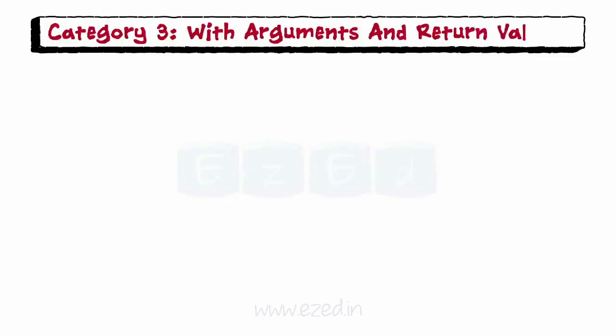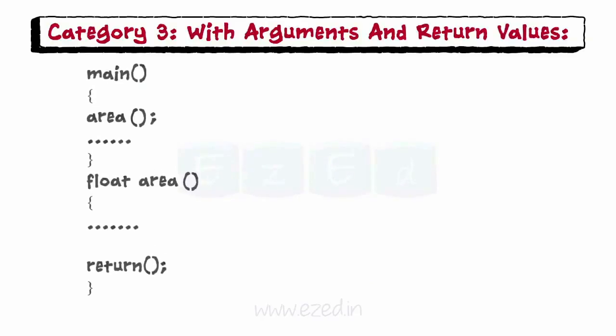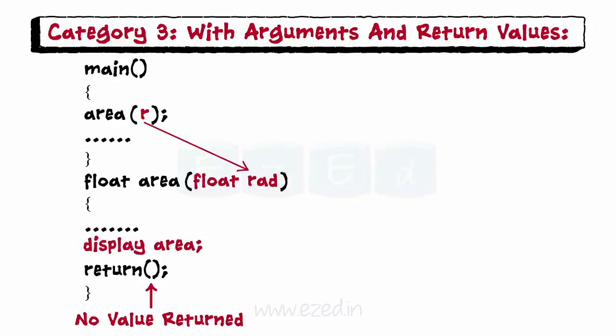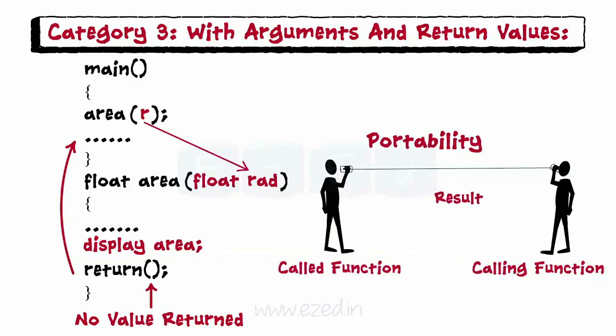The next category is functions with arguments and return values. The function area receives arguments from the main function, but it does not return any value to the calling function. It displays the area in the area function itself. We may want the result for further processing in the main function. Moreover, to ensure portability, the result should be handed over to the calling function so that it can display it in the way it wants to.